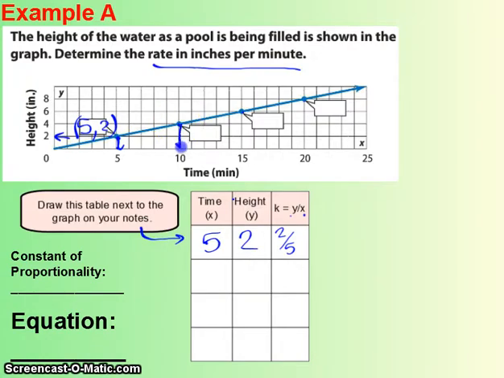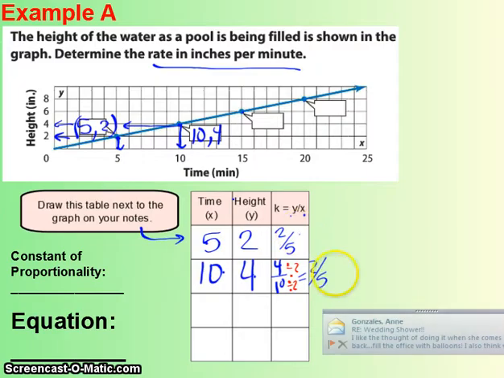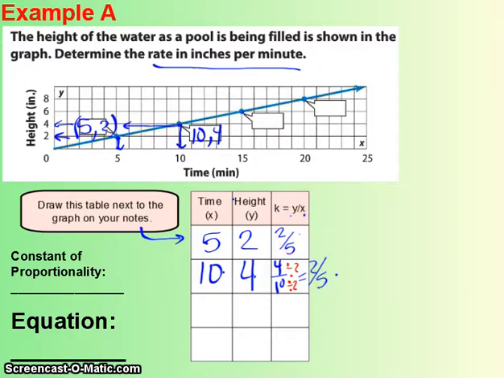Next point, if I keep going over, it is 10 comma 4. Okay, so in my table that I drew, my x is 10, my y is 4. Okay, so y divided by x. And then can I simplify this? Of course I can. I can divide them both by 2. And that gives me 2/5 again. So far, it's looking like my constant of proportionality is 2/5.